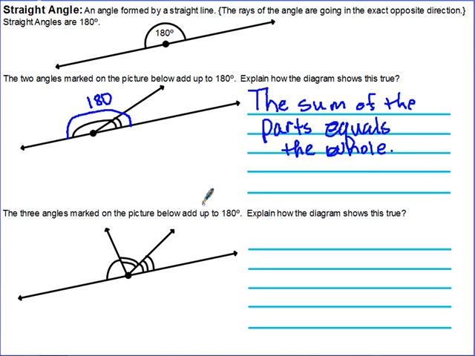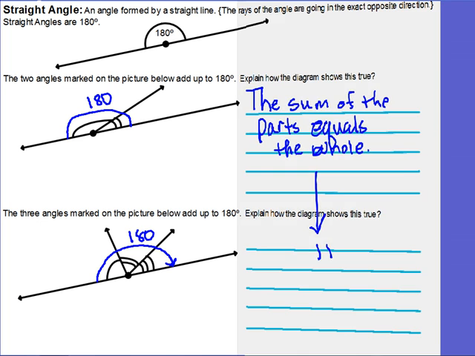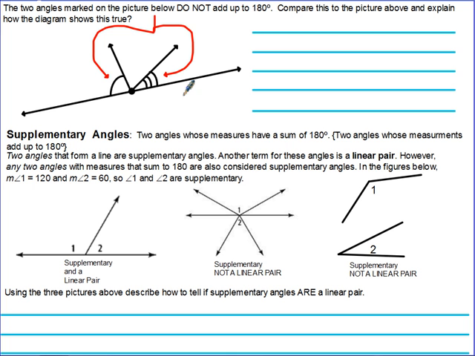Okay, now let's look at this one. It actually follows the same thing, except I have three angles. These three angles have to add up to the whole angle, which is 180. So we have the same reason here as we did up above. Now we're going to look at why this one, if I only mark these two angles, why don't they add up to 180?